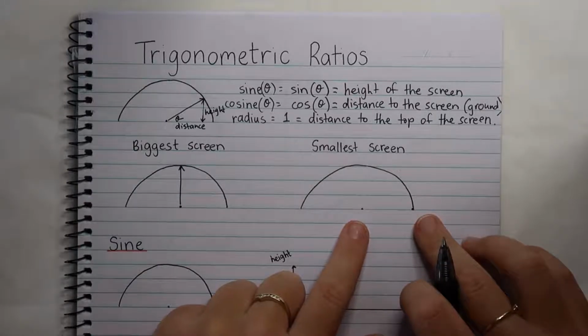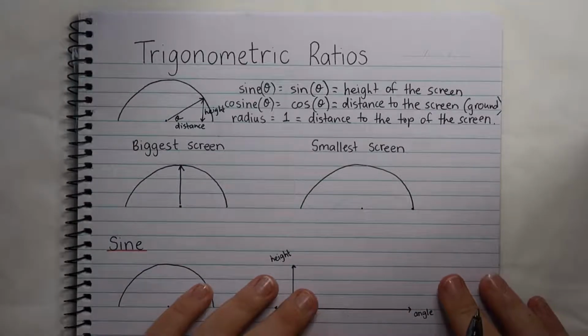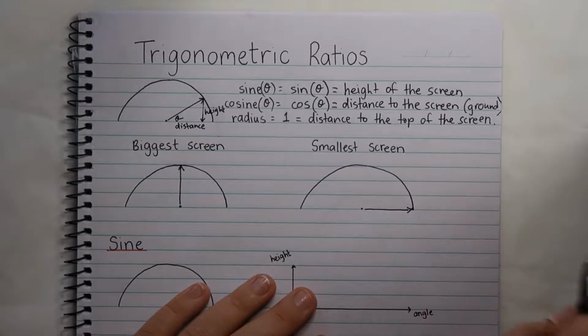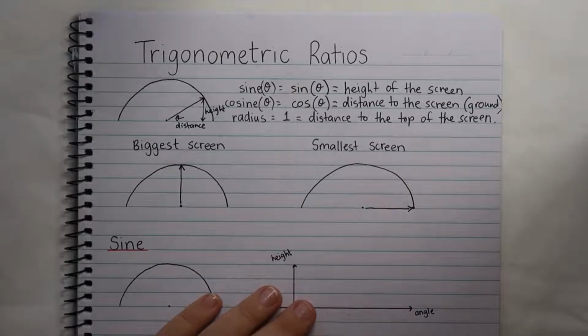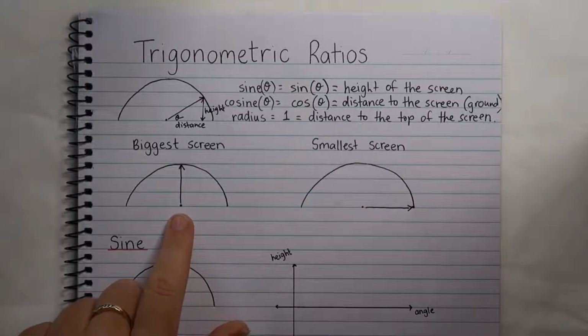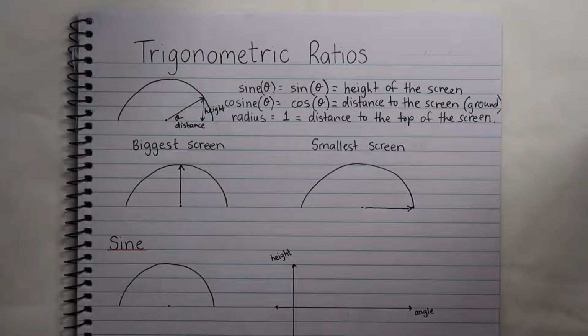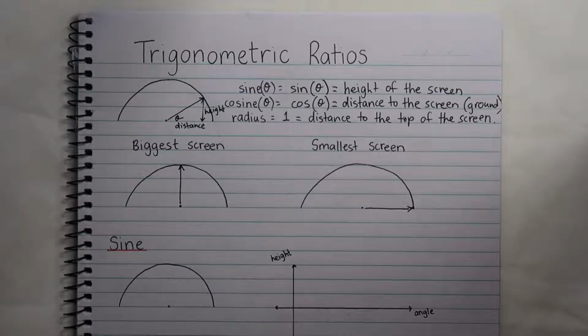So if you wanted the screen as far away as possible from where you are, it would be when you have the smallest screen. If you want the screen as close to you as possible, it's when you would have the biggest screen. So the height and the distance move in opposite directions. Bring the screen closer and it gets bigger. Move the screen away and it gets smaller. I'm now going to show you where trigonometric ratios, sine, cosine, and the tangent come from.